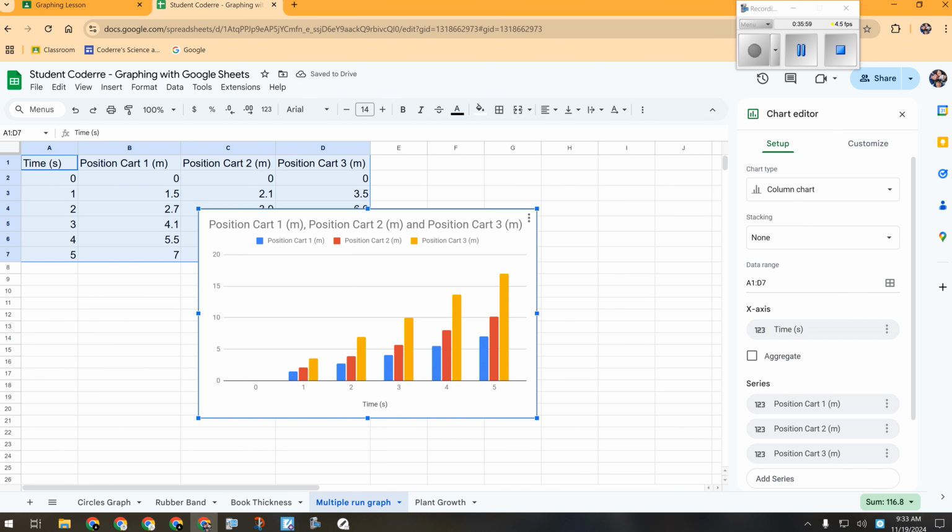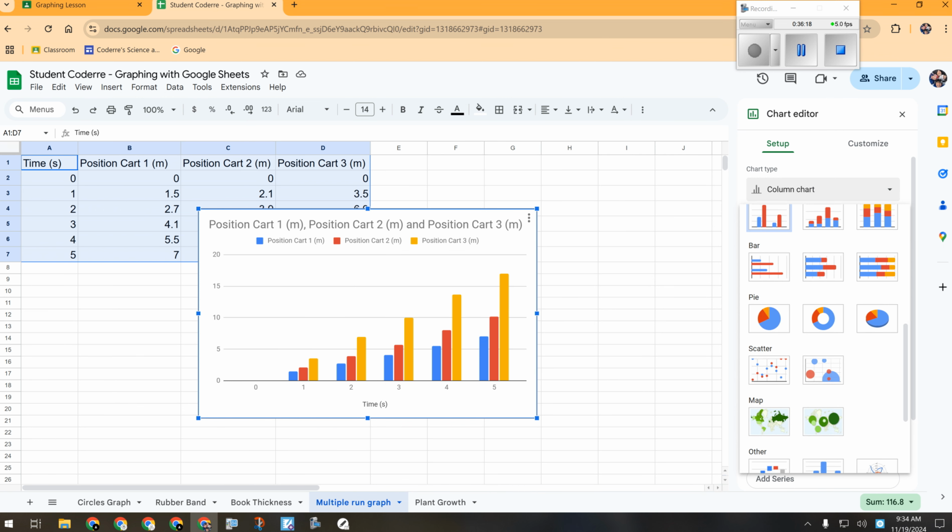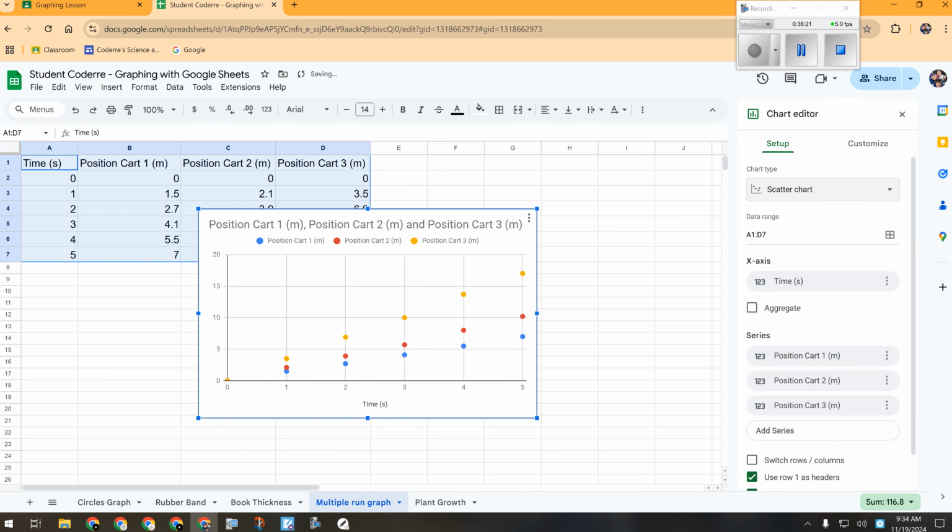All right, here's where Google starts to not get things right. Is this the kind of graph I want? No, absolutely not. This is useless. So I've got to go over here to setup where it says chart type. And right now it says column chart. I don't want that. So I'm going to click on that and scroll down to what kind? Scatter. That's better. Now I can clearly see the trend of each cart.